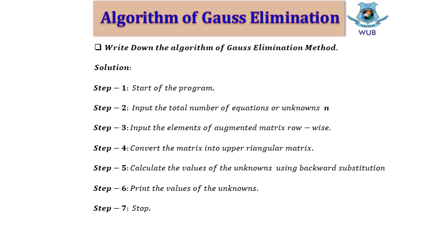At first, start the program, then input the total number of equations or unknown variables. Then take the input elements row-wise, then convert the matrix into an upper triangular matrix, then calculate the values of the unknown variables using backward substitution, then print the values of the unknown variables, then stop.